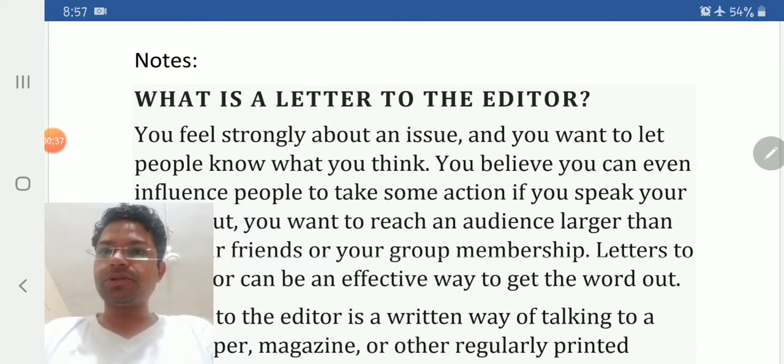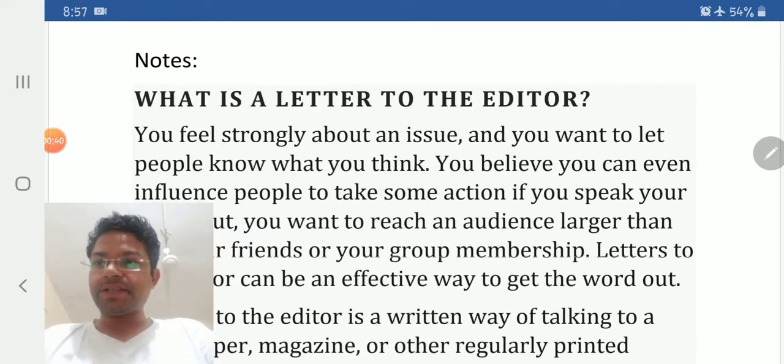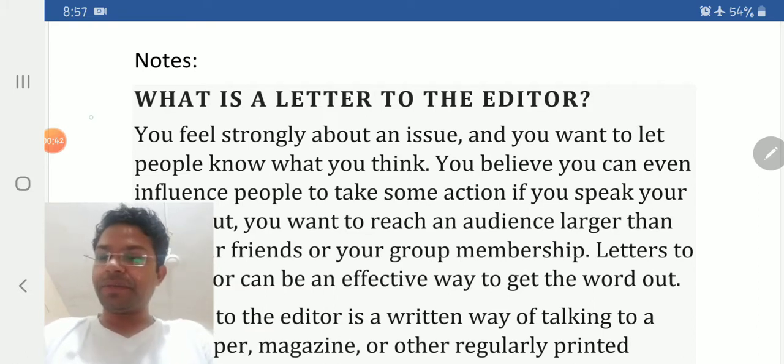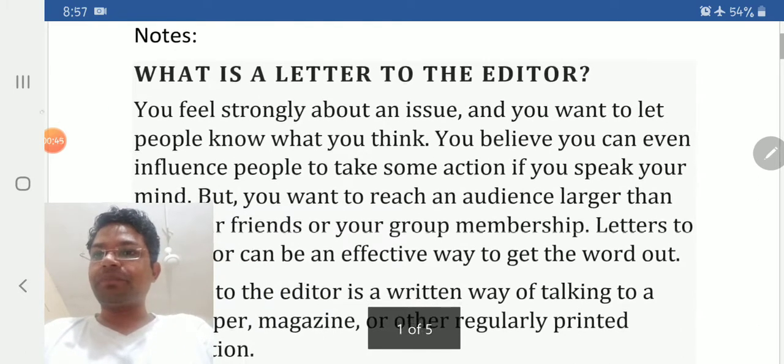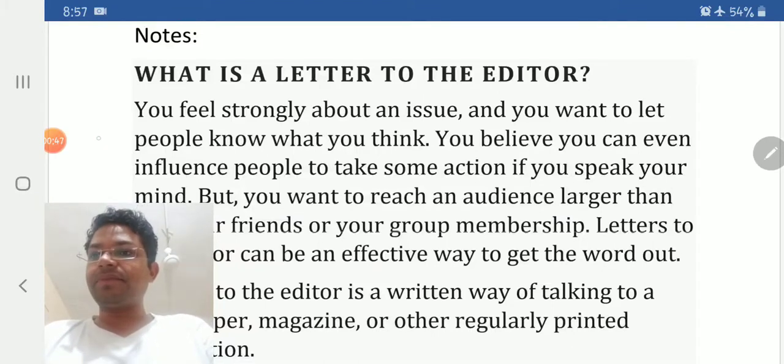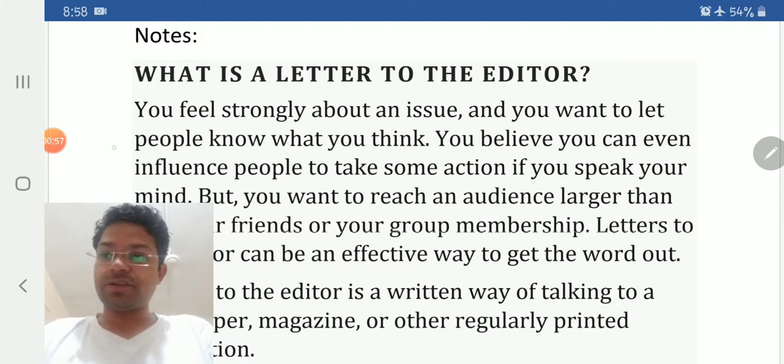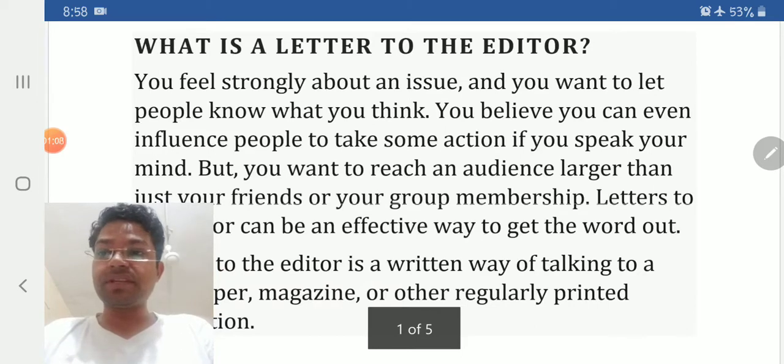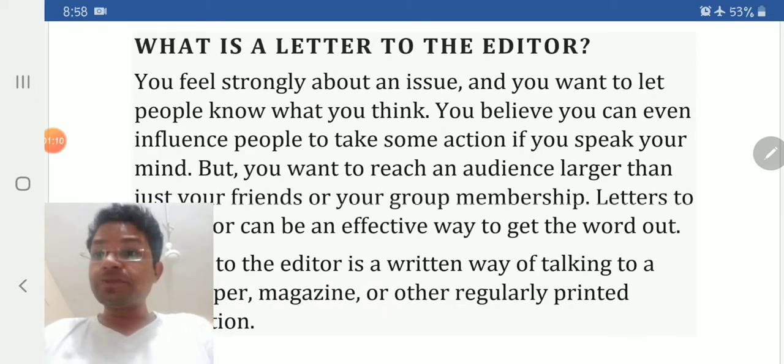First of all, you need to know what a letter to the editor is. Number one, it is formal writing. Let's see what it means. Sometimes you feel strongly about an issue. There is a problem or an issue, and you feel strongly that you want to let people know what you think. So you want to tell people your opinion, your suggestion, your advice, and you believe you can even influence people to take some action if you speak your mind. It means whatever is going on in your mind, if you speak it out, I think it will help people.